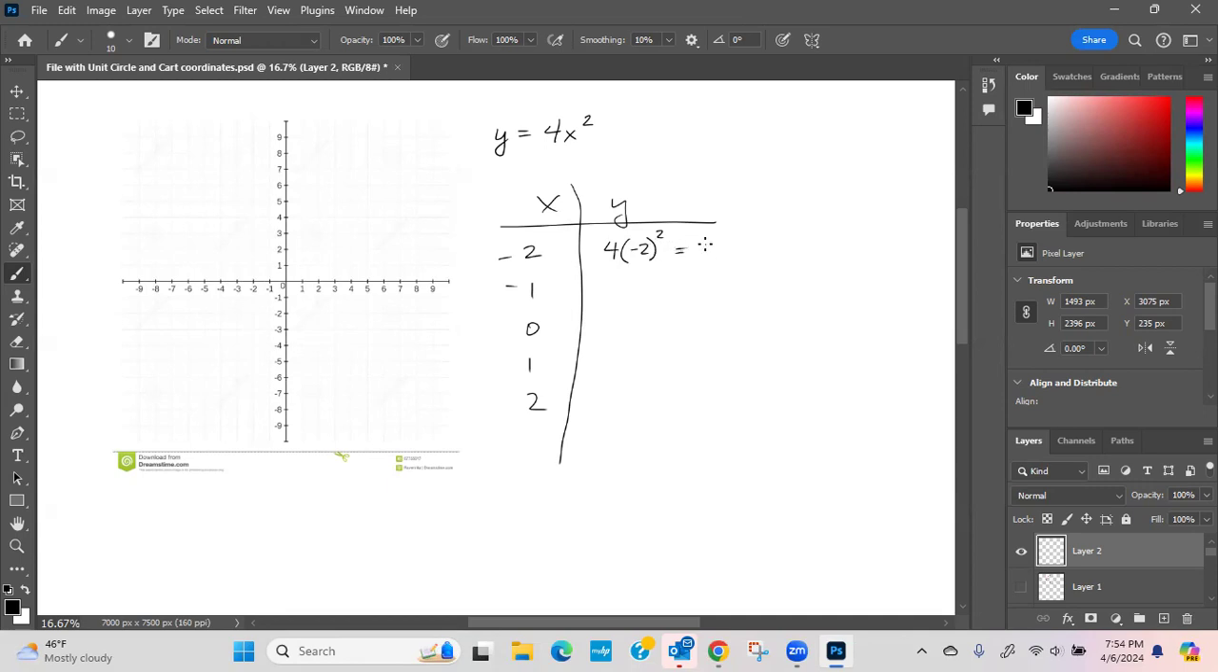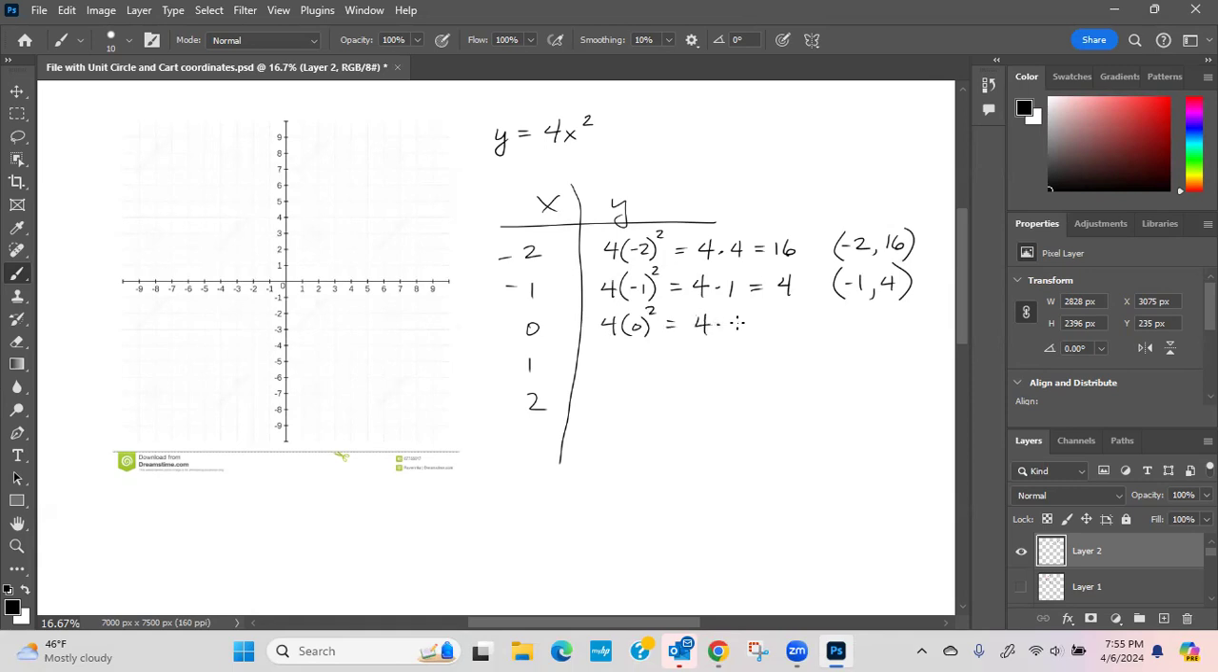So in this case, we are going to have 4 times, what is -2 times -2? Negative times a negative is a positive, and 2 times 2 is 4. So we get 4 times 4, which is 16. So the point that we'll be graphing has an x value of -2 and a y value of 16. Let's do the others. We've got 4 times -1 squared. Got that 4. -1 times -1 is 1, and 4 times 1 is 4. So this will be the point (-1, 4), where -1 is the x we just chose. We'll plug in 0.